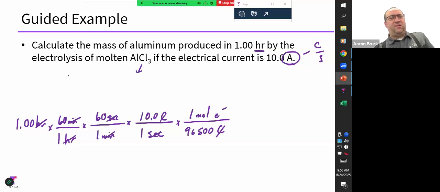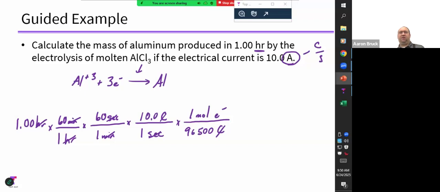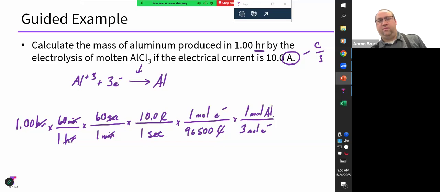And now here's where we need the balanced equation. So molten aluminum 3 chloride is going to have aluminum 3 ions that we're going to turn into aluminum through this electrolysis process. I'm going to need 3 electrons to do that. Why is this important? Well, looking at this stoichiometrically, 3 moles of electrons will give me 1 mole of aluminum.